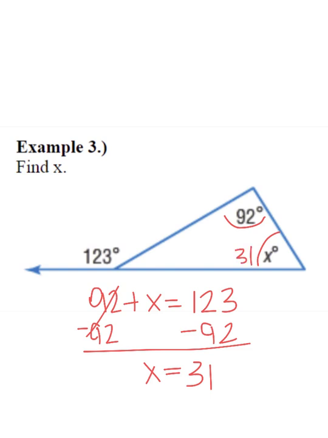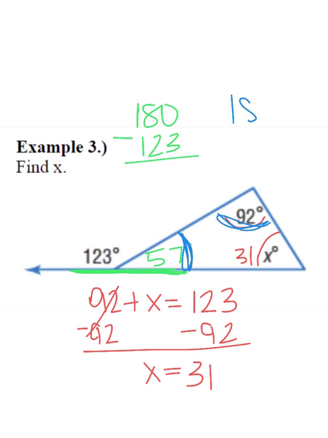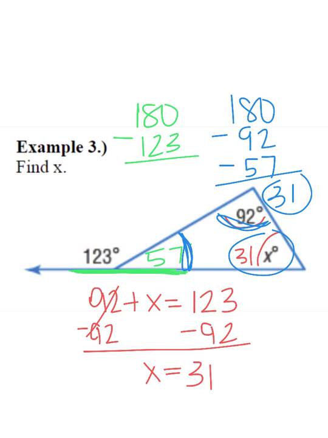Or you can use our previous knowledge. You can say that this makes a line, that's a linear pair, so I can take 180 minus 123, and we get 57. And then inside the triangle, you can take 57 and 92 and subtract that from 180. So 180 minus 92 minus 57 will give us 31, which is what we said it was.